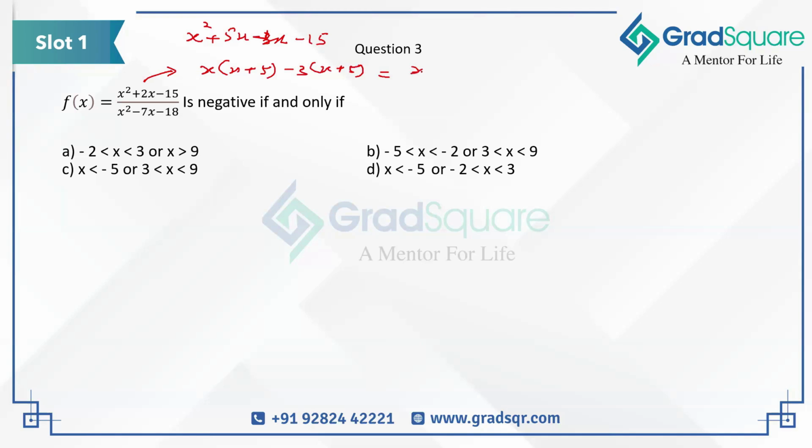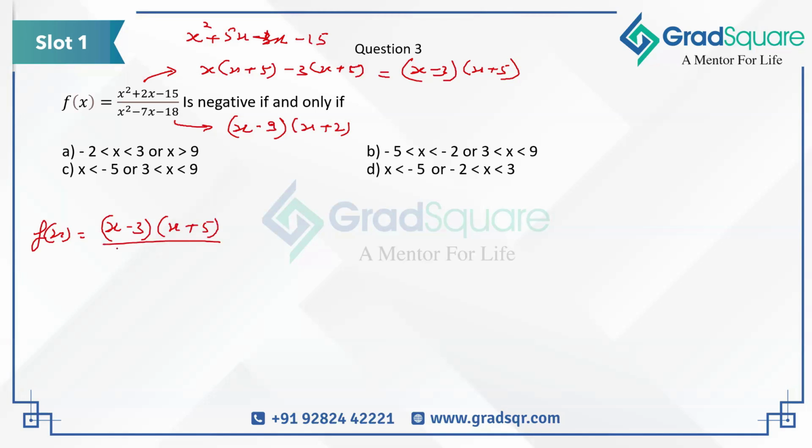So what are you left with? You are left with x minus 3 into x plus 5 as the numerator of this function, correct? Similarly, if you look at your denominator very carefully, 9 2s are 18, and you will be able to rewrite this as x minus 9 into x plus 2. So now your f of x is going to be x minus 3 into x plus 5 divided by x minus 9 into x plus 2.